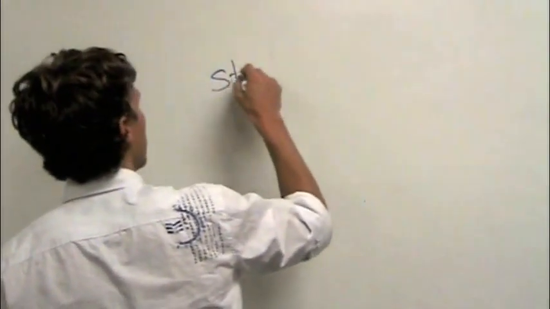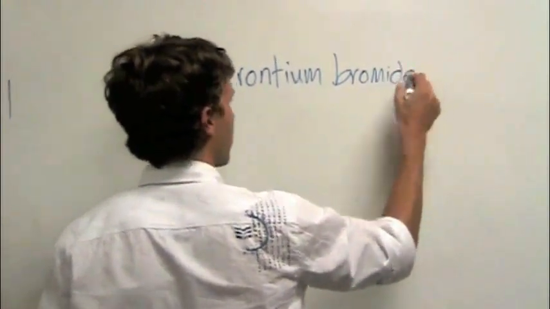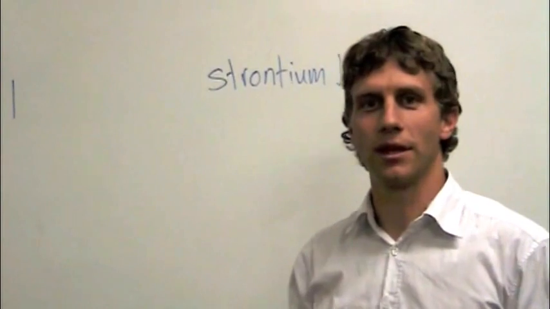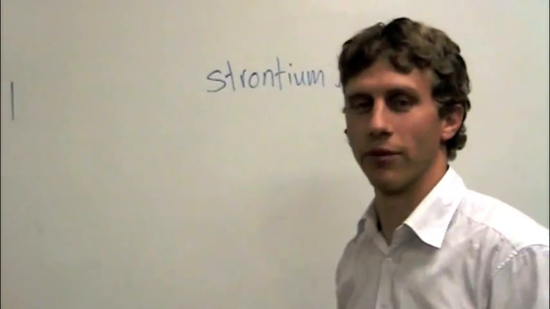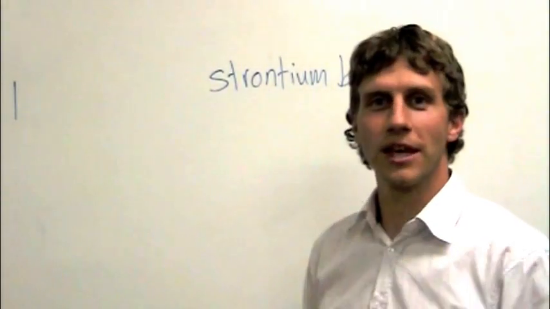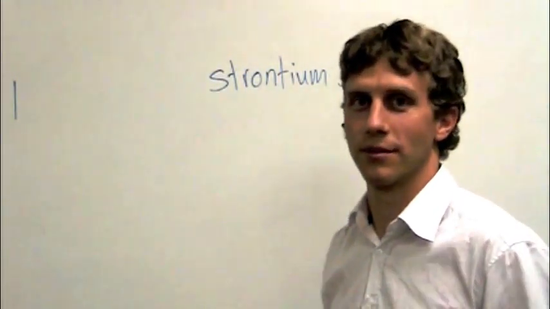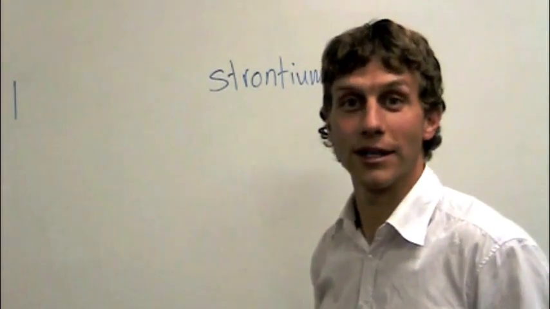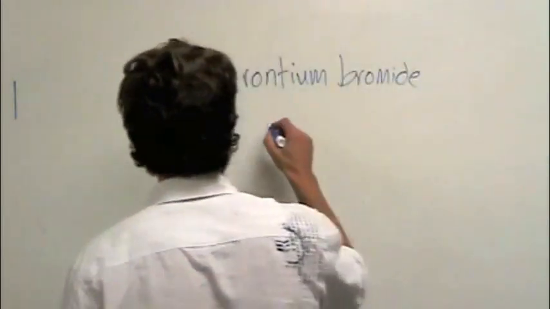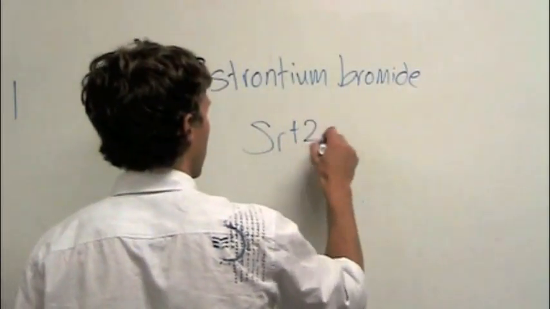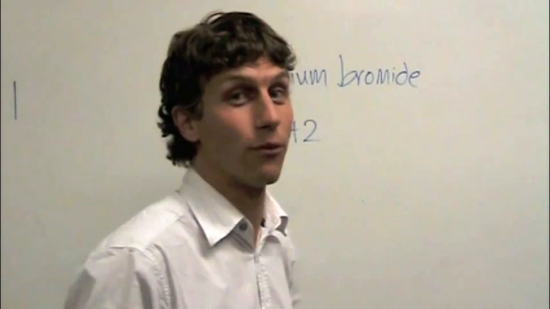So, strontium bromide, that's the name of the chemical, the ionic compound, and what we want to do is come up with the formula for it. In this case, what we do every time is first write down the two ions. Strontium, if you look at your periodic table, is Sr, and it forms a charge of +2. And bromide is Br, and it forms a charge of -1.